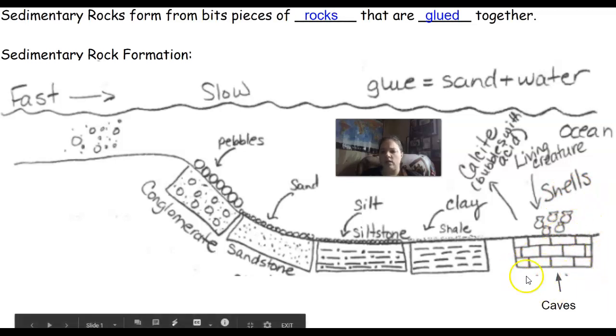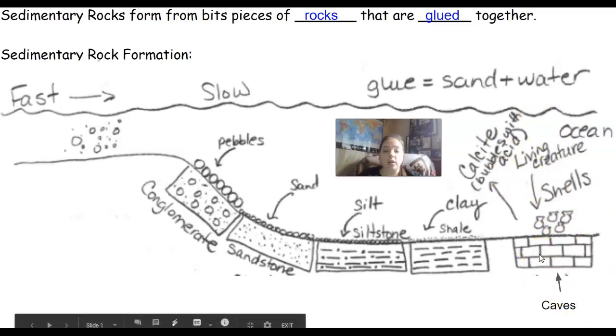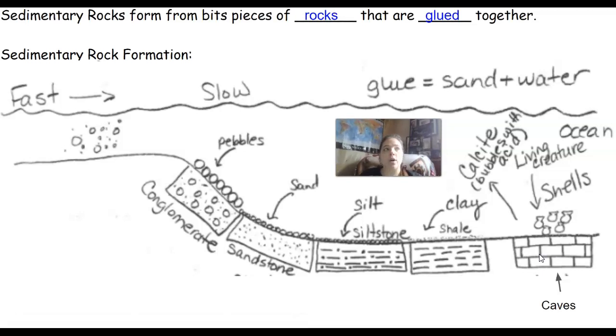I'm sorry, limestone isn't written there. But limestone is made of calcite. And remember, calcite bubbles with acid. So we saw calcite. Calcite is the calcium. Calcium is found in your bones or shells. That bubbles with acid. That's how you have limestone. And limestone actually forms caves, because remember, you have acidic rain. Acid bubbles out the calcium or the calcite that is in the limestone, so it eats it away, and that forms caves. Okay? All right.